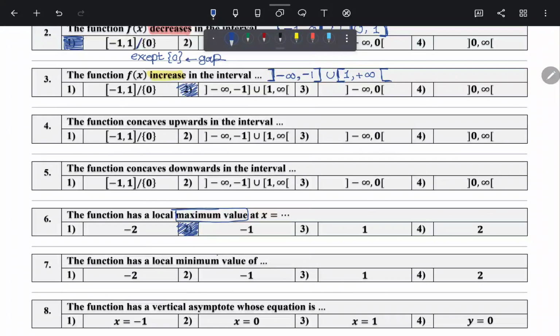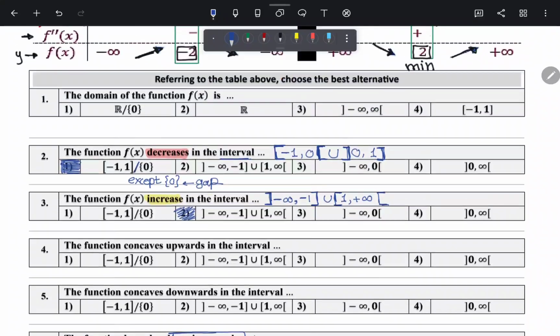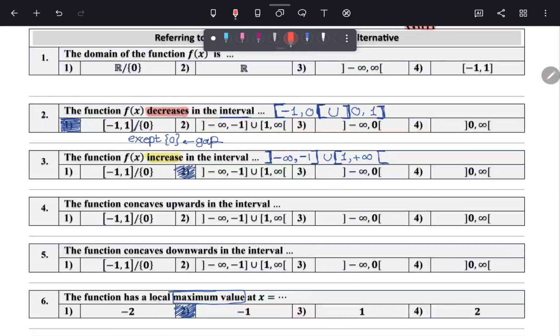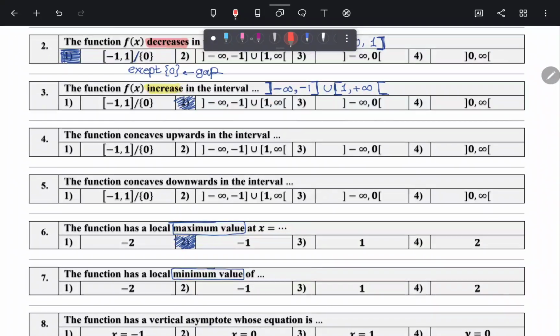The function has a local minimum value. Okay, let's come back to the table. Where is the minimum value? It's here, right? What does he want? He's quiet. He did not say at x. So what does he want? He wants y, exactly. Because he did not mention that he wants x, they must want y. Will the y value come here? 2. Okay, good. Okay, this is the first table.